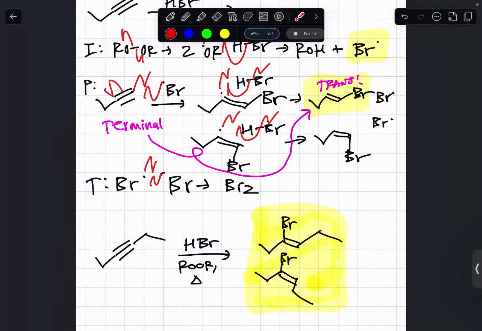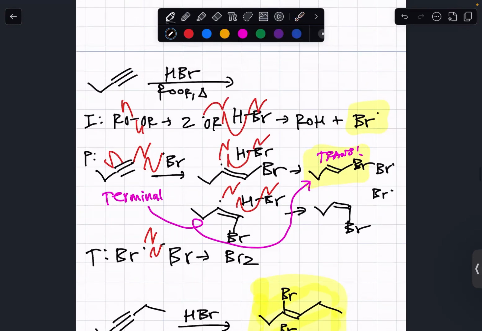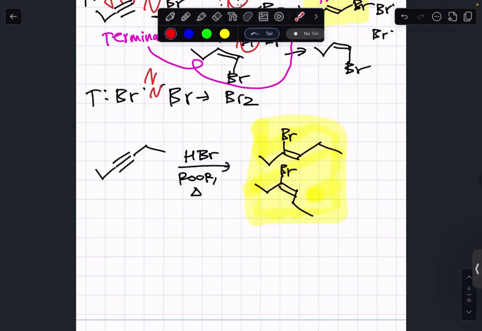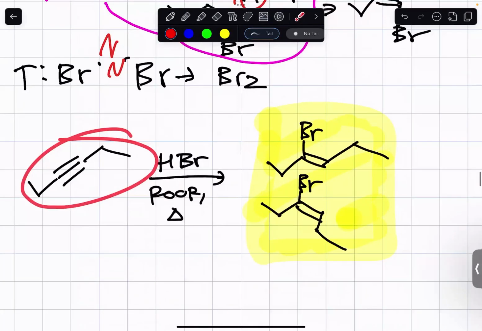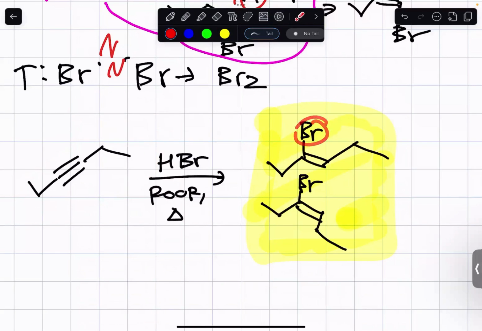Okay, that's good. Thank you for letting me know. Okay. You wanted both for internal, not terminal. Terminal, trans major; internal, both trans and cis. Yes. Terminal, trans is major. And for internal, since there's three substituents, we can't say trans and cis. We have to say E or Z now.